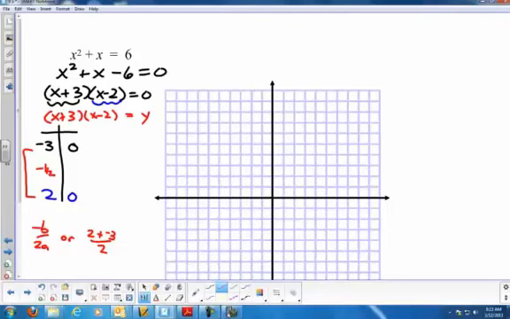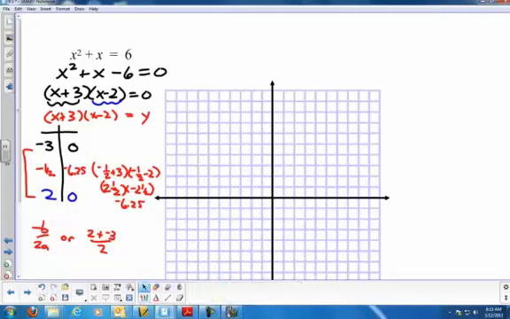I need to plug that in. So negative 1/2 plus 3 times negative 1/2 minus 2. That's 2.5 times negative 2.5, which is negative 6.25. So this graph is at negative 3, 0, 2, 0, and negative 1/2. This again is my line of symmetry, and negative 6.25 is right around there. So we've got our parabolic curve for this situation.